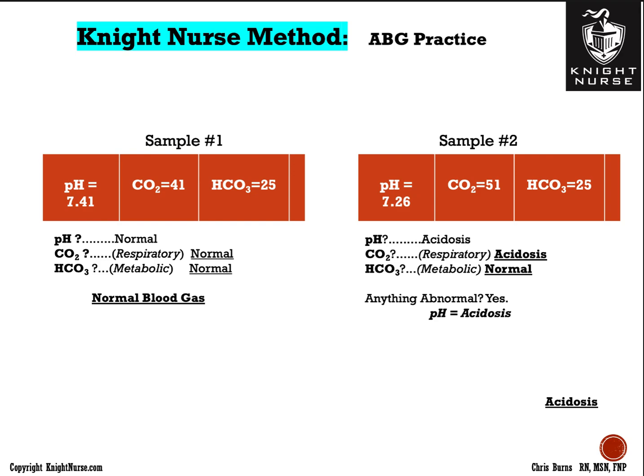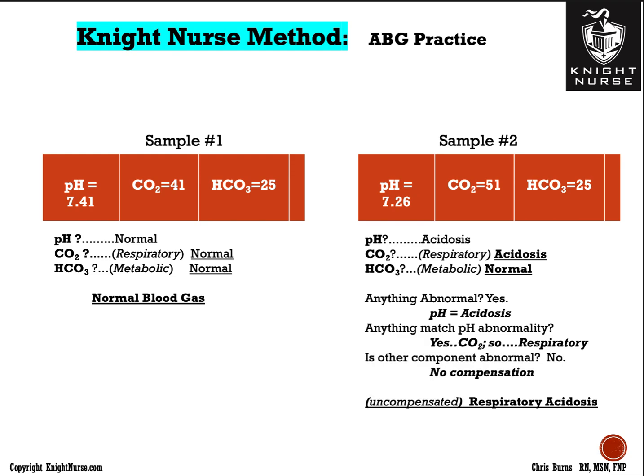Okay, we have to find out what matches it. Does something match the pH acidosis? Yes, respiratory does, so we know it's respiratory acidosis. Is the other component abnormal? No, the bicarbonate is normal. If it were abnormal, it'd be both, combined respiratory and metabolic. But it's not. Bicarb is normal, so it's uncompensated respiratory acidosis.